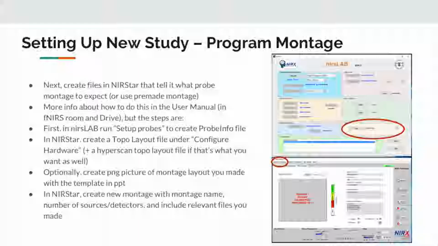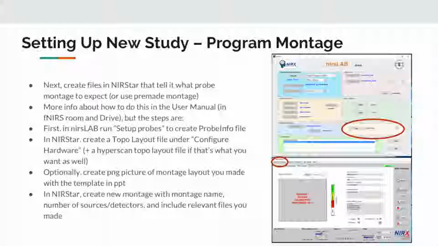You also need to tell the acquisition software, when you're planning a new study, what your montage is going to be. You can either select pre-programmed montages, or you can create your own, which is building a set of files that tells the acquisition software essentially where to expect various sources and detectors to be located. I'm not going to go into exactly how to do that because we have a user manual that explains all of that. We'll put a PDF copy in the drive, and there's a kind of flipbook manual in the room.